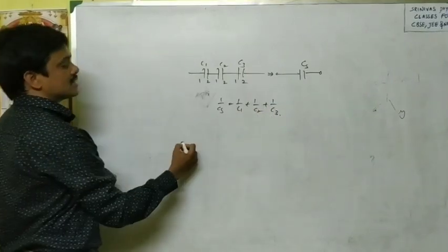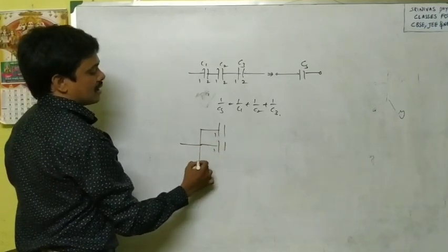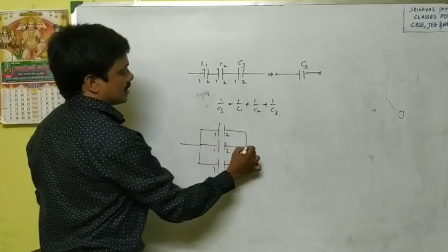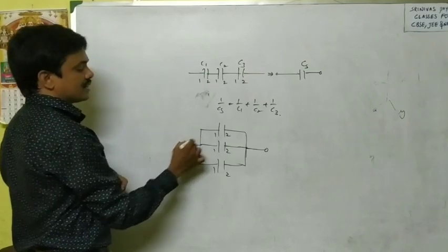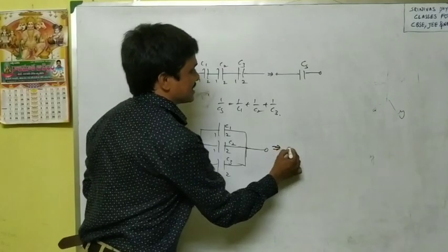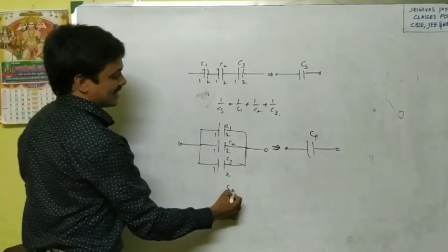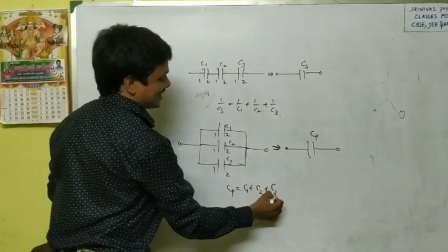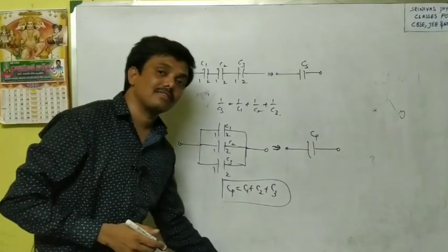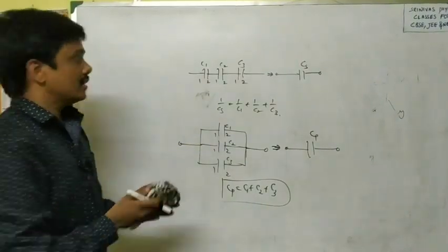If these three are in parallel combination, all the first plates are connected to one point and all the second plates are connected to another point, right? This is the parallel combination. If these three capacitors having capacitances C1, C2, C3 act as a single capacitor whose capacitance is Cp, then what is the formula for Cp? It is very simple: C1 plus C2 plus C3, right? Later I am going to tell how to find out whether some capacitors are in series or parallel.